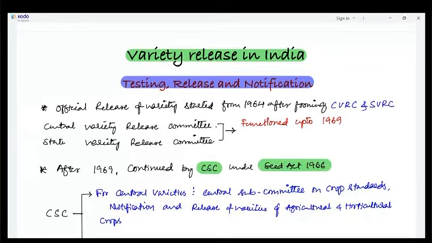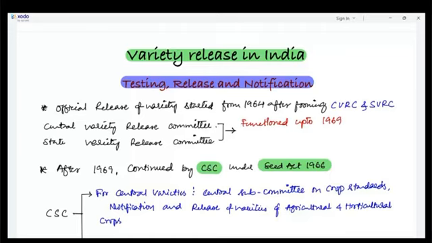Okay, fine, I won't drag it much. We'll continue in the next class, where we'll start our discussion about how varieties are released in India, and the guidelines and procedures to be followed for variety release, notification, and also certification.